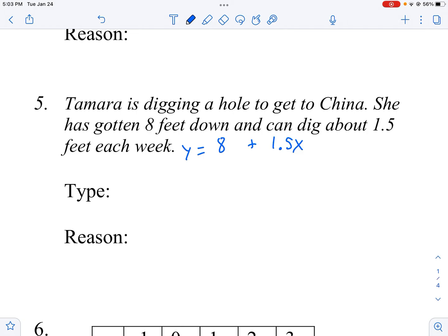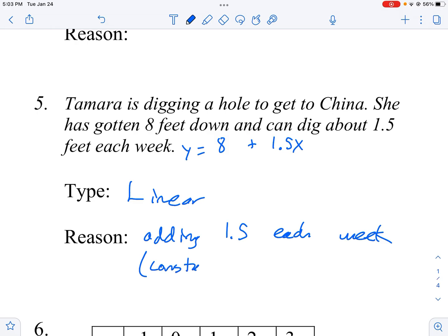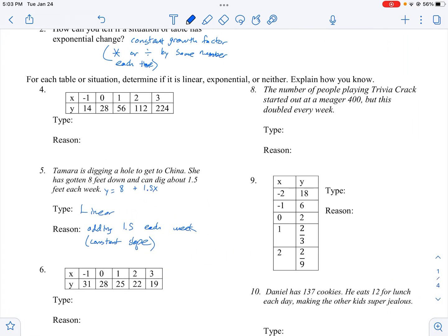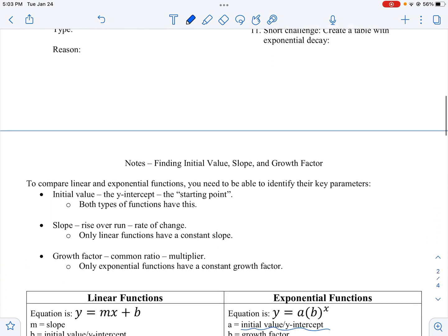That looks awfully familiar. Hopefully you're recognizing that this is linear, and this is just adding 1.5 each week. Okay, that is a constant slope. It has that same change each week. Just add 1.5, add 1.5, add 1.5. Or if you're saying this is all negative, below ground, then it's minus 1.5. Negative 1.5 is the slope going deeper. So you have to think your way through what is happening in that situation.